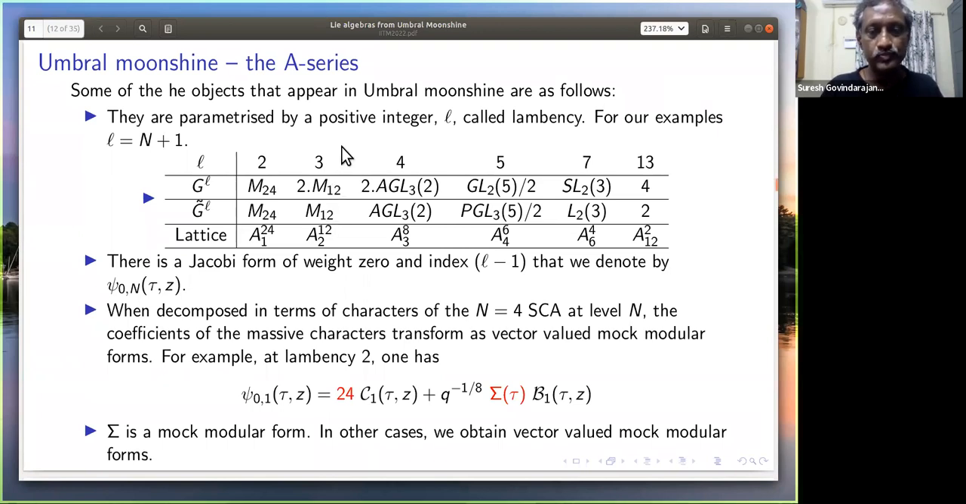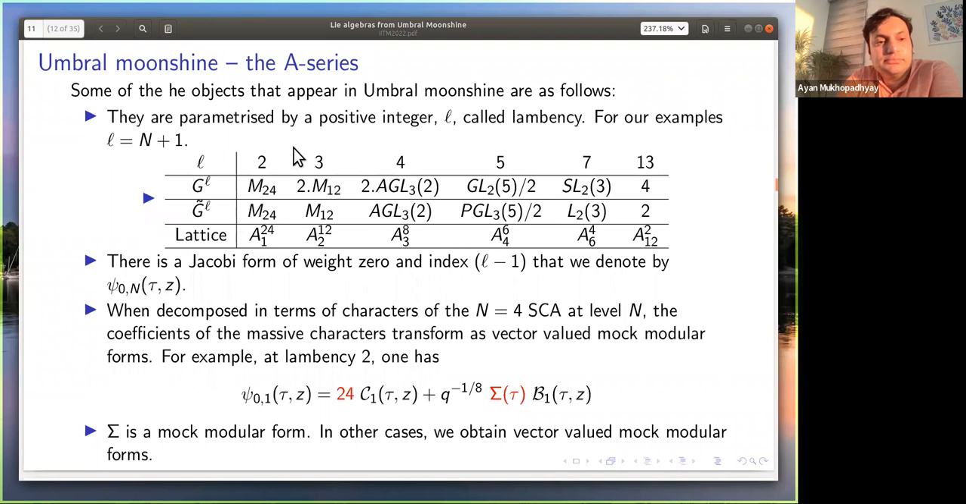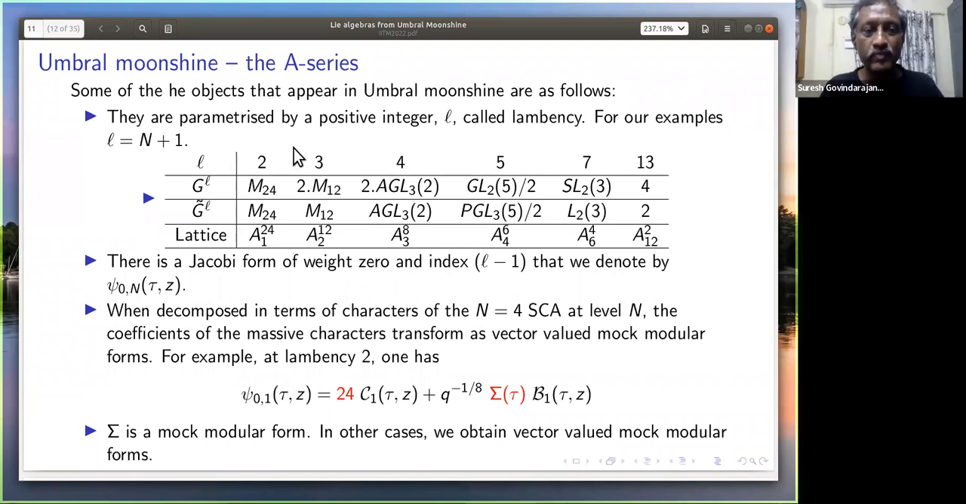Okay. So for me, actually, the whole Umbral Moonshine story is baroque, but there was a motivation which I'll explain. These are parameterized by a positive integer L called lambency. And for all our examples which we are looking at, L is nothing but n plus 1. The A series has these values 2, 3, 4, 5, 7, and 12. So n values will be 1, 2, 3, 4, 6, and 12. 12 doesn't work because we don't get integer coefficients. So we only have five of them.